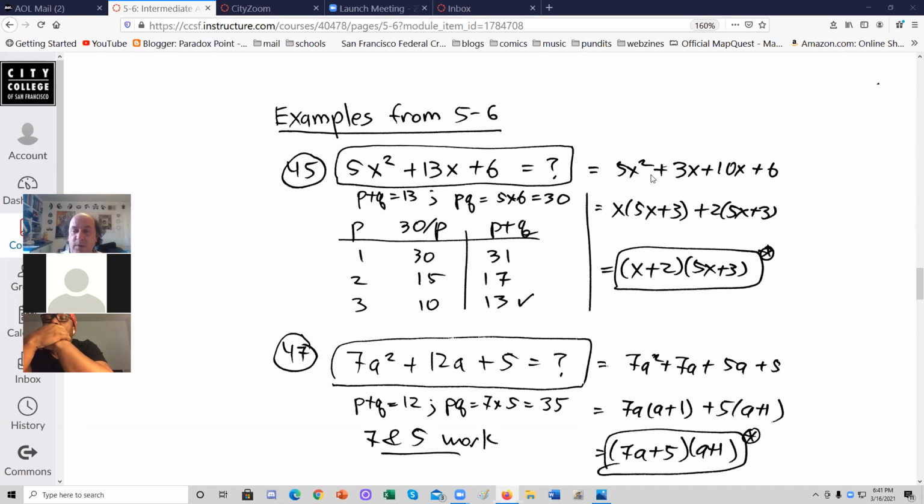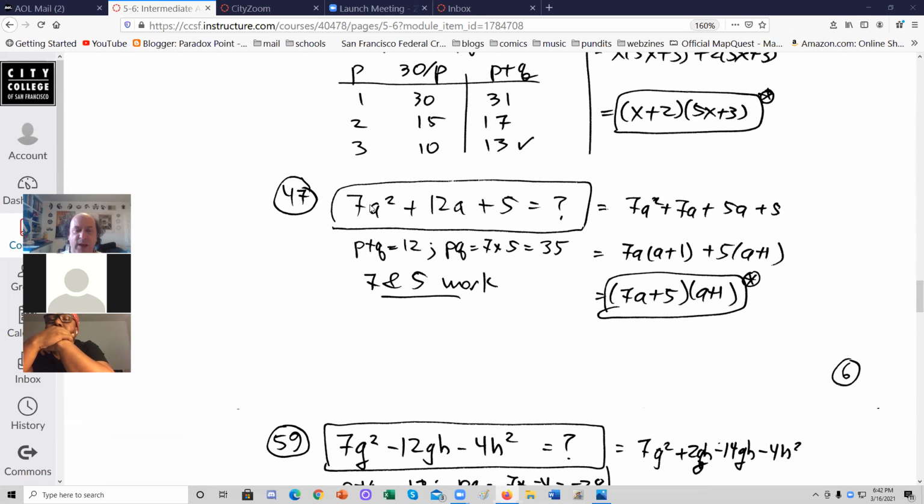The first two terms are 5x squared plus 3x. Out comes a common factor of x, times 5x plus 3 there. 10x plus 6 has a common factor of 2. Pull that out, times 5x plus 3. There that is. Now here's a 5x plus 3. Pull that out, times x plus 2. So there you are. X plus 2 times 5x plus 3. We factor this.